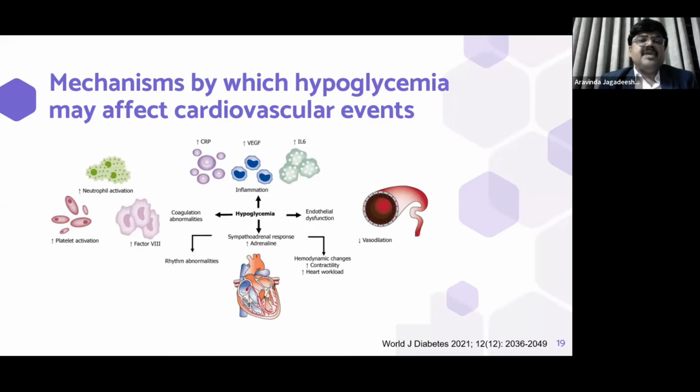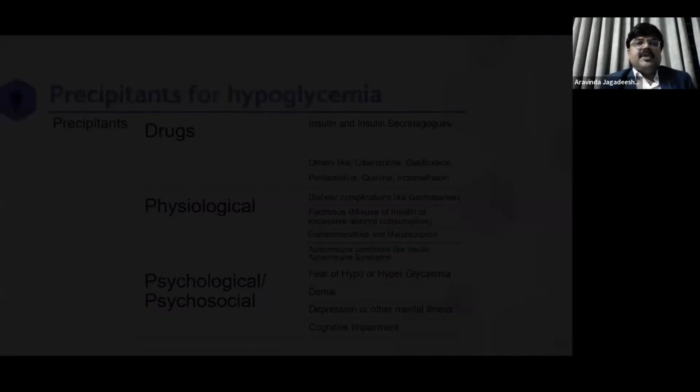On the left-hand side, it leads to coagulation abnormalities, increased factor VIII, increased platelet activation, and increased neutrophil activation. At the bottom, there is a sympathetic response, that is increased adrenaline, rhythm abnormality, and hemodynamic changes leading to increased contractility and increased heart workload. This is how hypoglycemia may affect cardiovascular events.